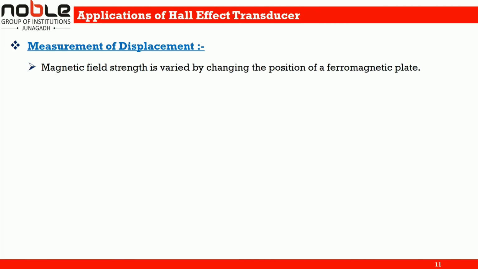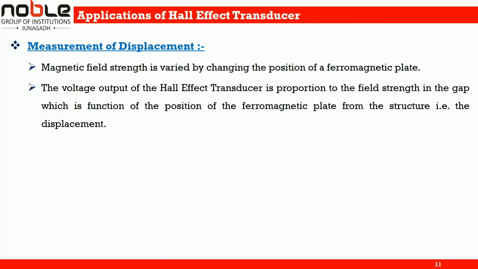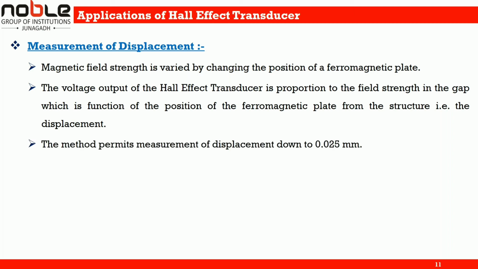Magnetic field strength is varied by changing the position of the ferromagnetic plate. The voltage output of the Hall effect transducer is proportional to the field strength in the gap, which is a function of the position of the ferromagnetic plate from the structure, that means the displacement. The method permits the measurement of displacement down to 0.025 mm.